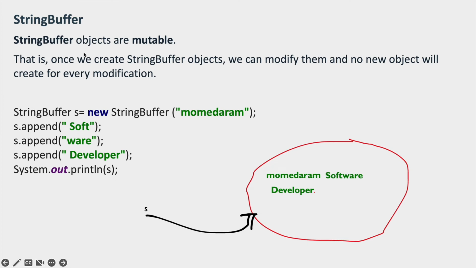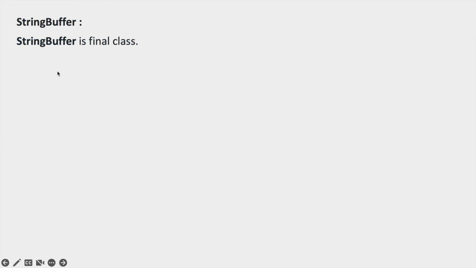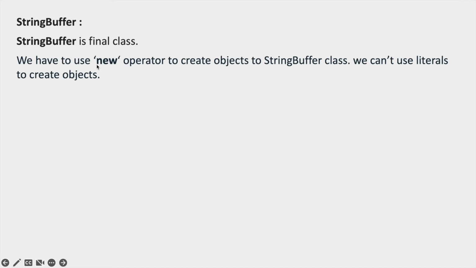So StringBuffer objects are mutable. That means once we create StringBuffer objects, we can modify them and no new objects will be created for every modification. StringBuffer is a final class. That means we cannot create subclasses for this StringBuffer also. We have to use the new operator to create objects of the StringBuffer class. We cannot use literals to create objects.